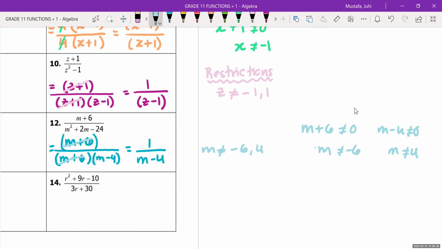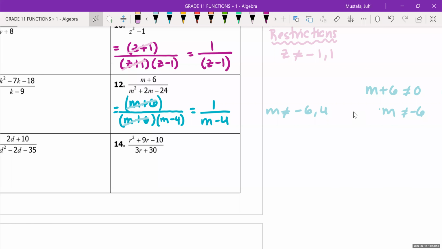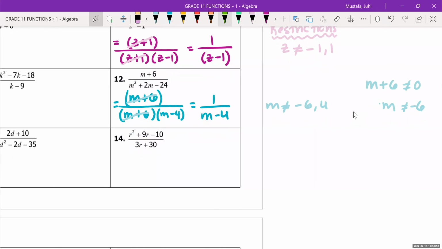What part does it? Okay, so I'll show you. Understand factoring? Nothing is hard. All right, let's try another one.